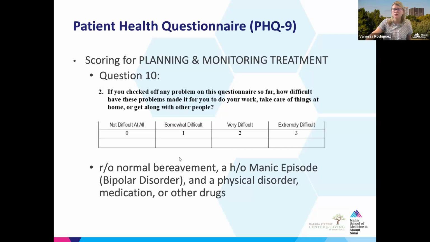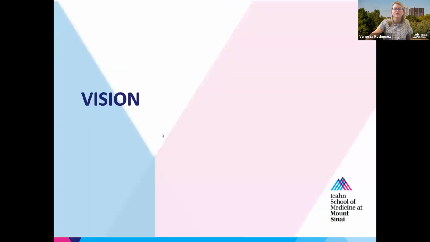It's important that you also sort of rule out if there is any bereavement happening, or manic episodes, or physical disorder, or medication problems, anything else that may be impacting the score. It's important to take that into account.